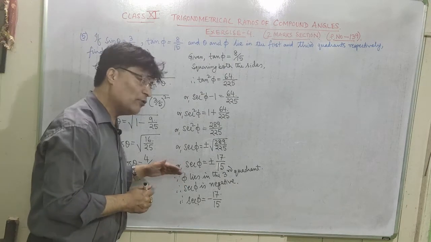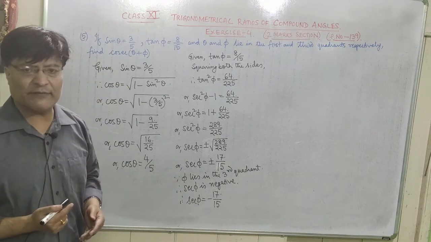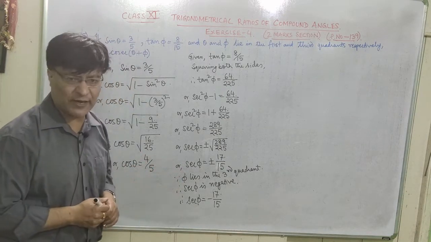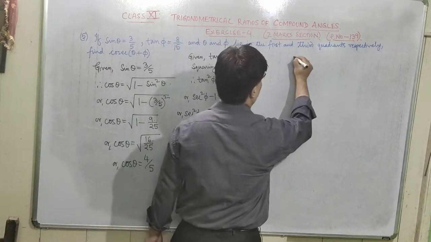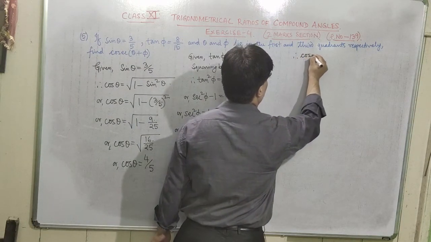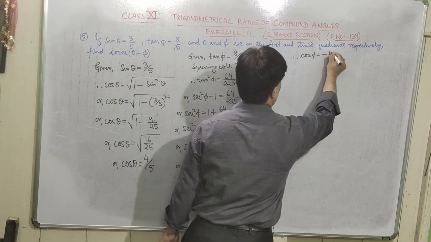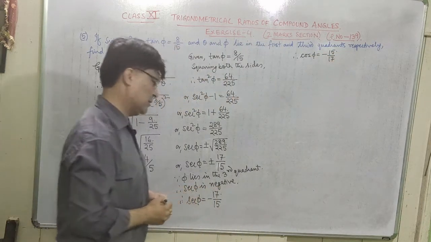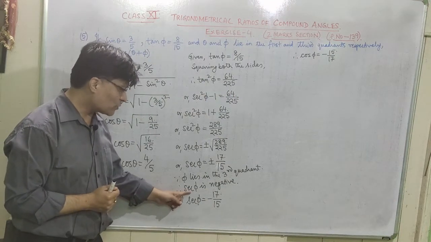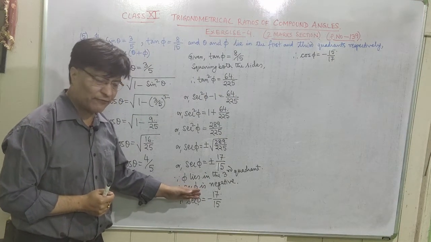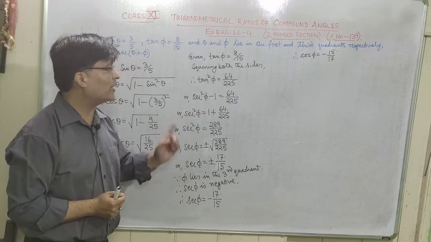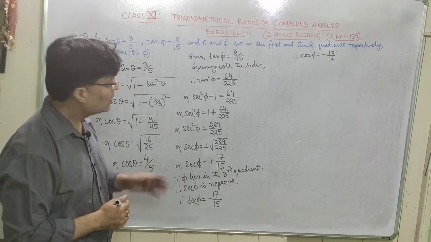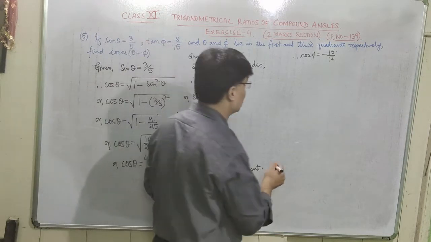Now from sec phi you can easily get the value for cos phi. Cos phi is just the opposite of sec phi. So cos phi is equal to minus 15 by 17. So we have got the value for cos phi. Now we have to get the value of sin phi.